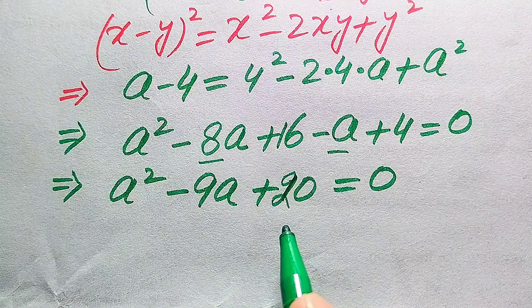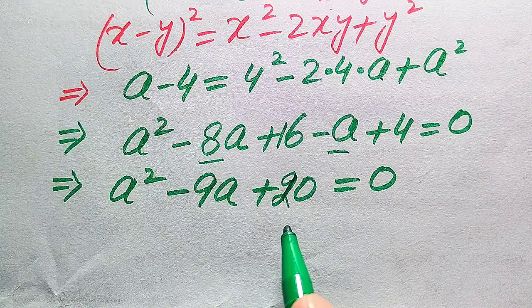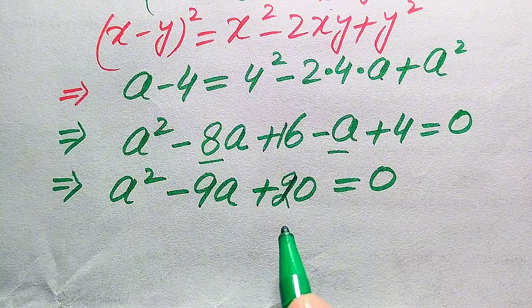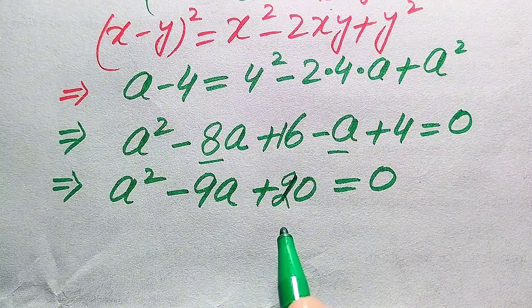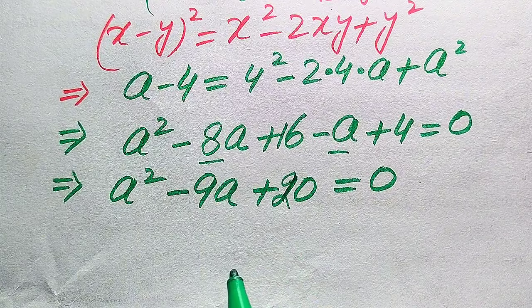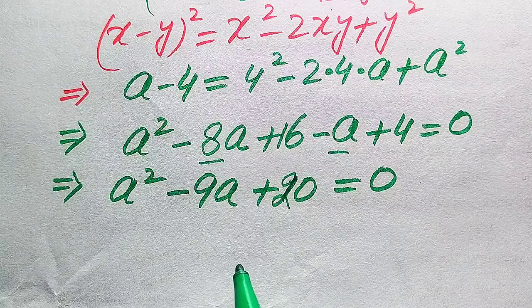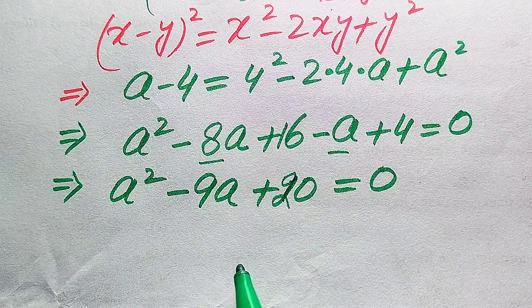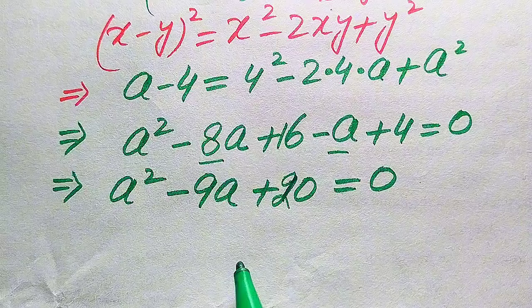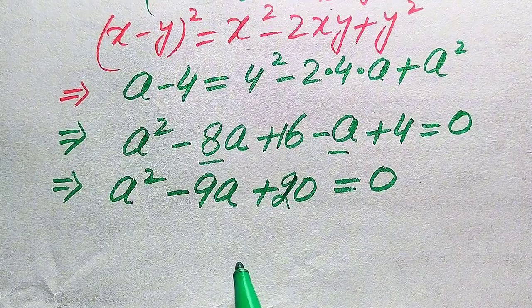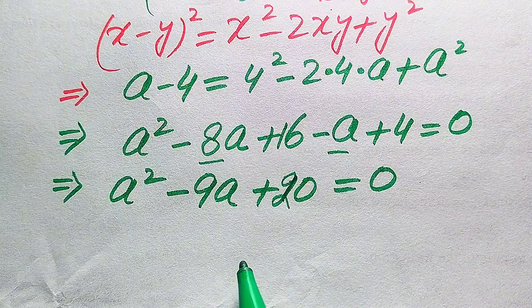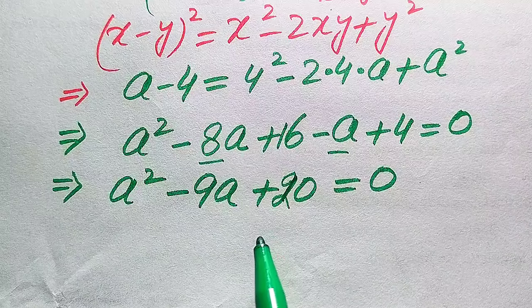So we know that there are three methods to solve the quadratic equation. The first method is the factorization method, the second one is the completing square method, and the third one is by applying the quadratic formula. So here we use the first method, in other words we use the factorization method to solve this quadratic equation.